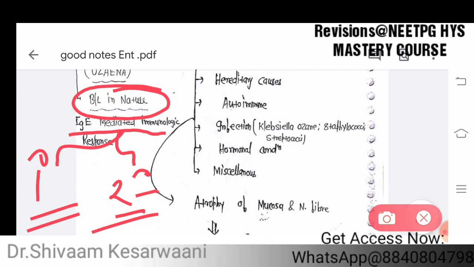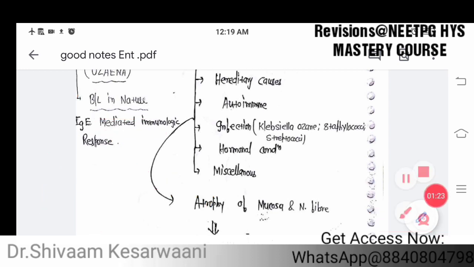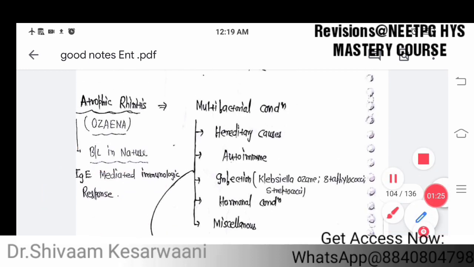for example leprosy, rhinoscleroma, syphilis, SLE, or it can also result secondary to excessive tissue destruction following surgery or trauma. So these were the features of primary and secondary atrophic rhinitis.